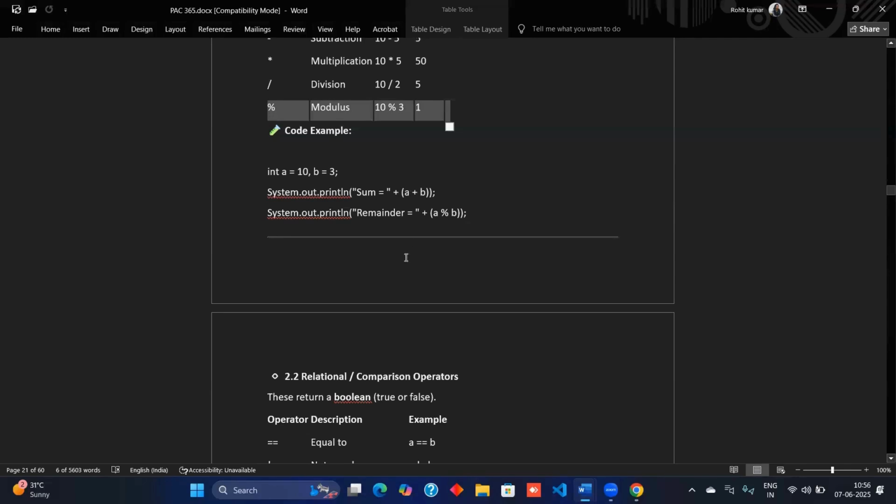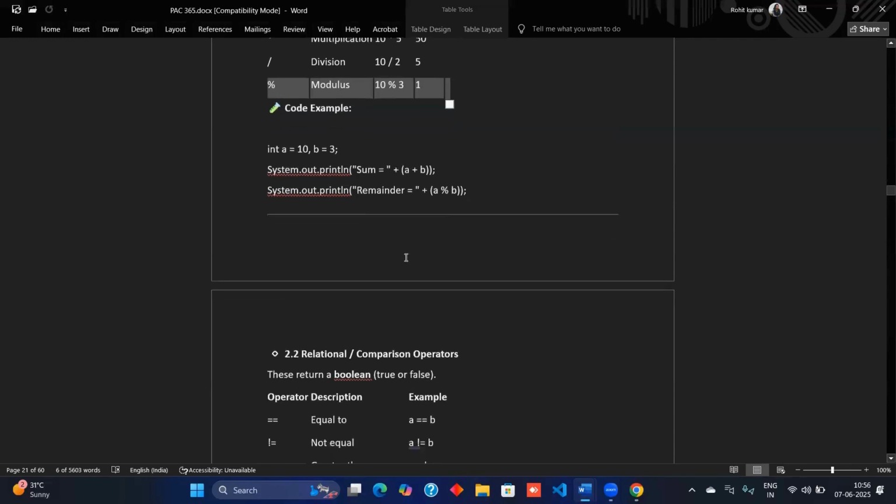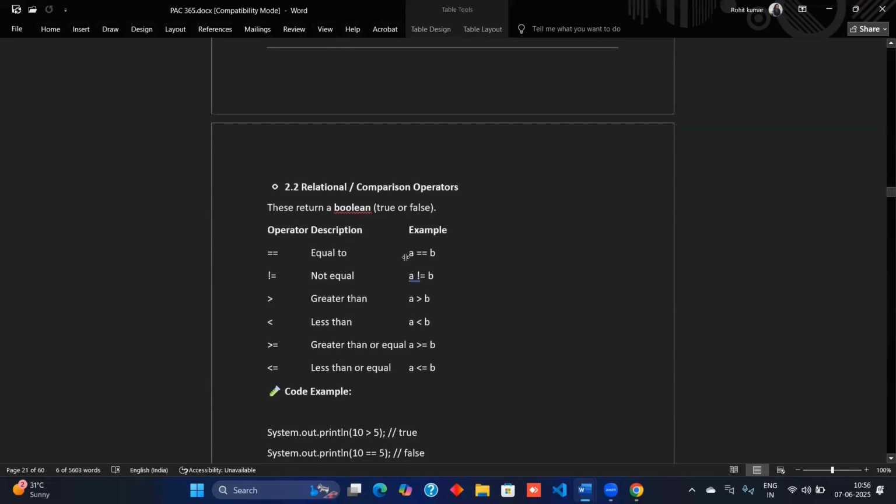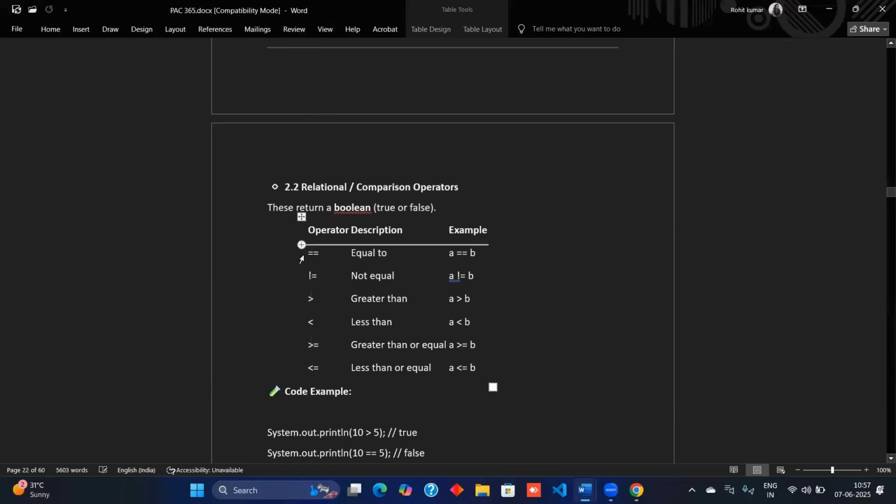Now moving on to relational operators. These show the basic relation and return a Boolean value, that is true or false. Likewise we have equals, which stands for equal to. Now a is equal to b. This will show true if a is equal to b. If not equal, then it will show the value false.